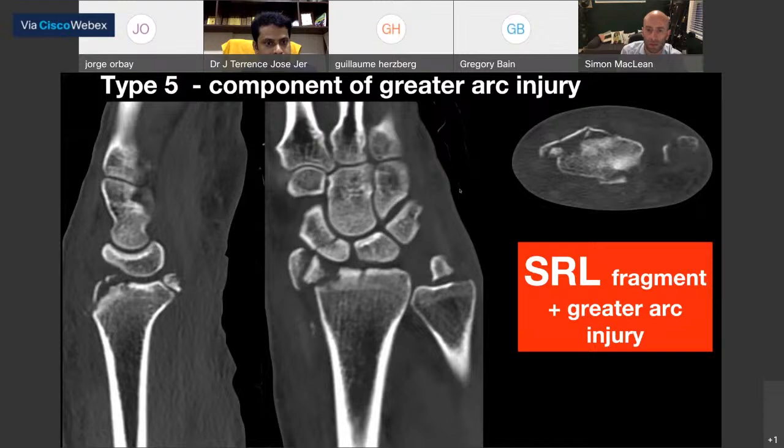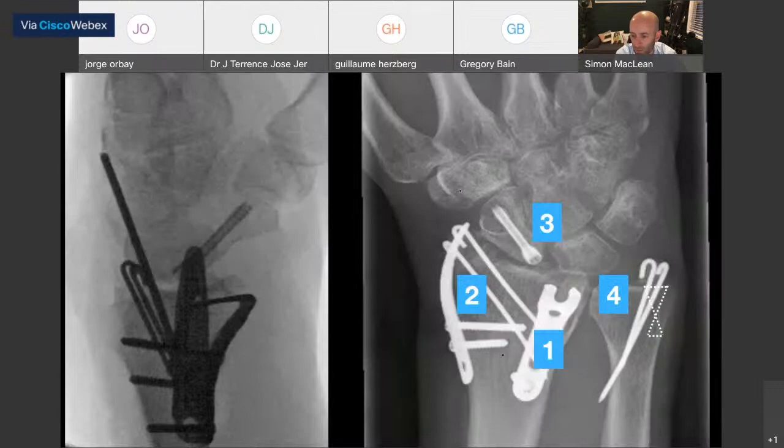Type 5 is when it's a component of a greater arc injury. So this is an example of a trans-styloid, trans-scaphoid, trans-ulnar styloid fracture in a patient who fell whilst rock climbing. So this is when you have both the short radiolunate ligament injury, but a much greater injury to the carpus as well. In this case, I proceeded with fixation of the intermediate column.